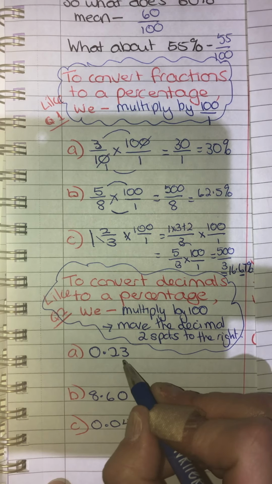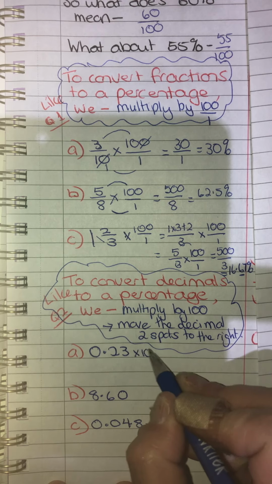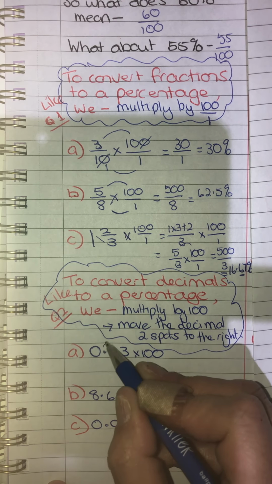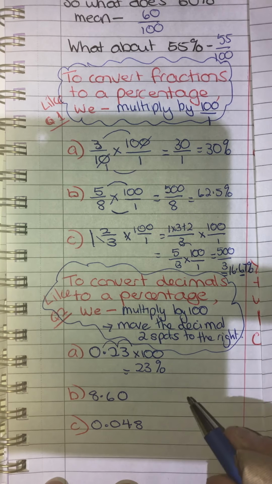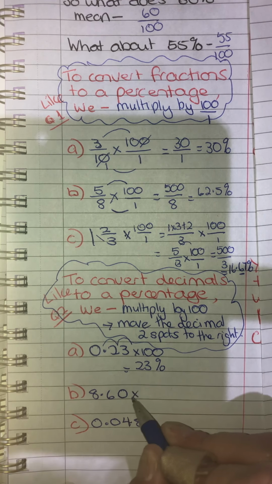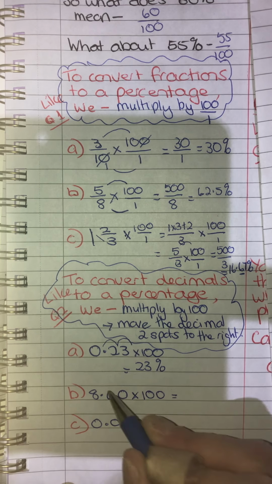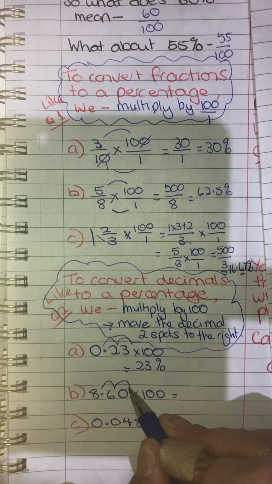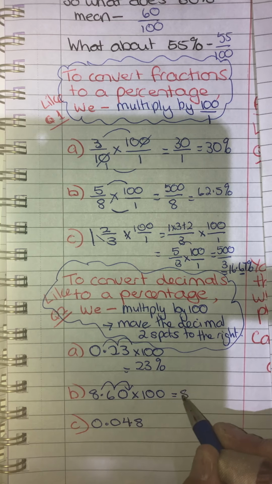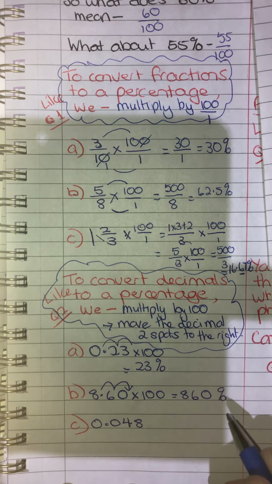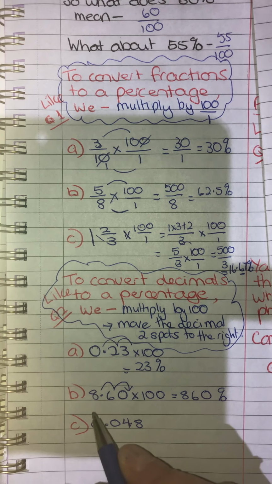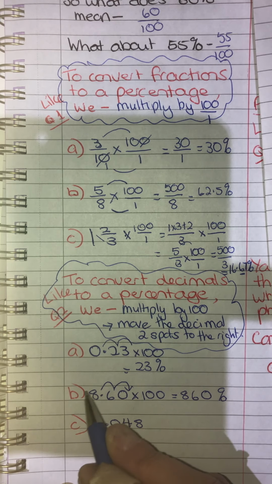So we're going to go 0.23 times 100, and that just means skip, skip, and that would be 23%. So we're doing the same thing. To make anything a percent, you multiply by 100. So this one is going to still go 2 spots. And so we've got 8, 6, and 0. And that is meaning 860%. That's because 1 whole is 100. So 8 wholes is going to be 800. And then we've got the 60 on the end.